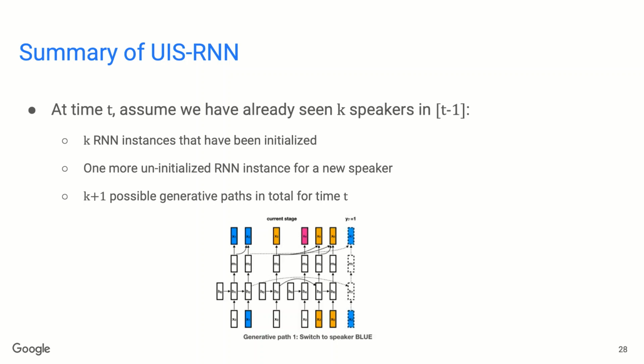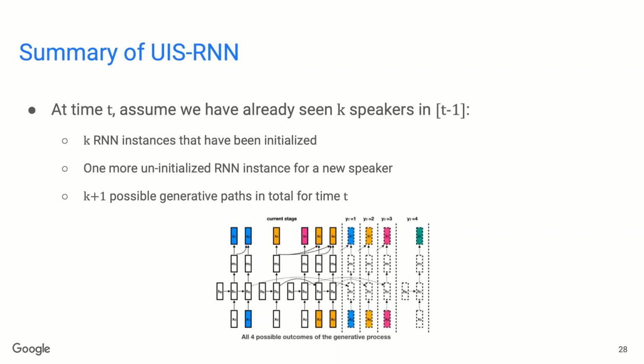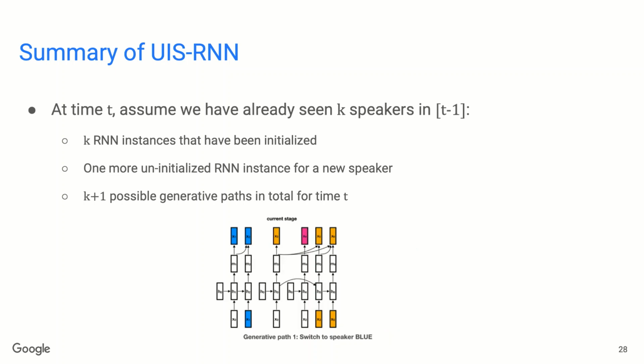Now, let's put all components together and give a summarization. At any time t, assume we have seen k speakers already. There are k plus 1 possible paths in total. It can be a new speaker. Then we are going to create a new RNN instance and initialize it. It can also be a previous speaker, including the last one we've seen. If it's a previous speaker, we continue updating that speaker's RNN instance.